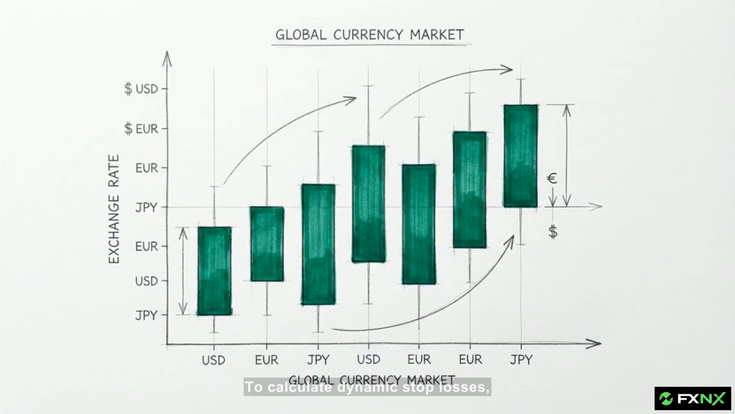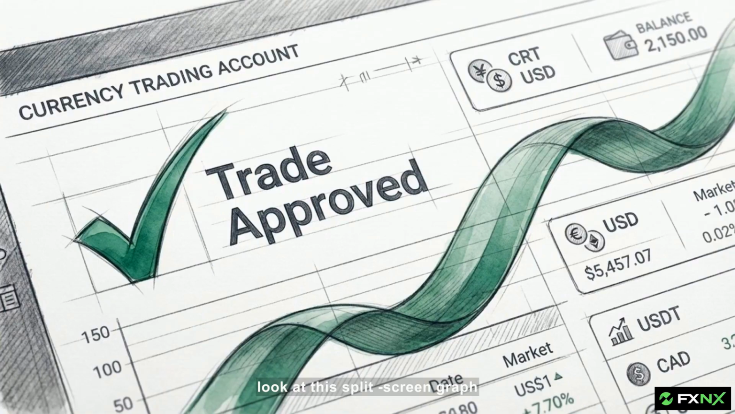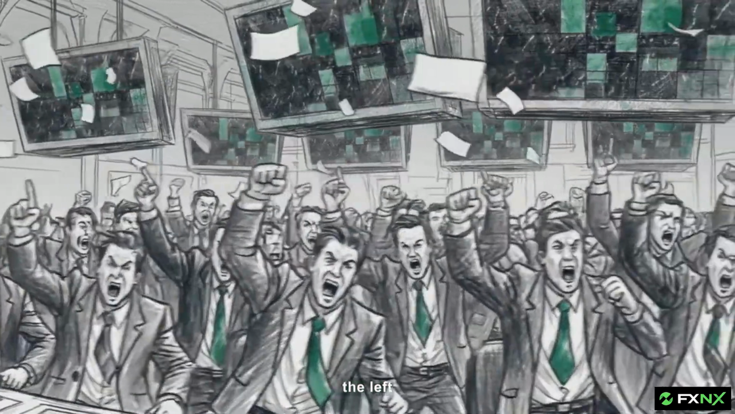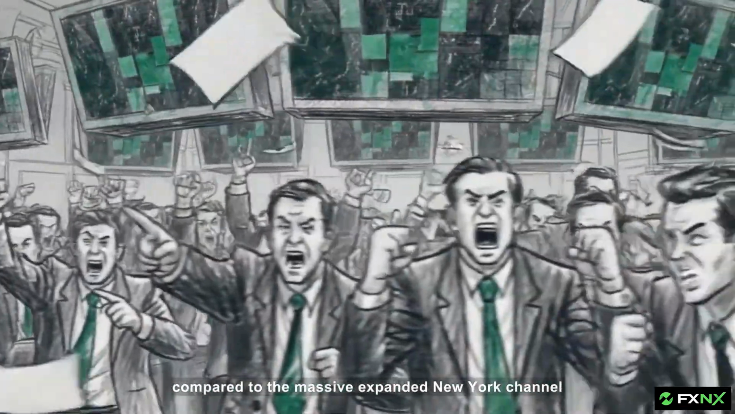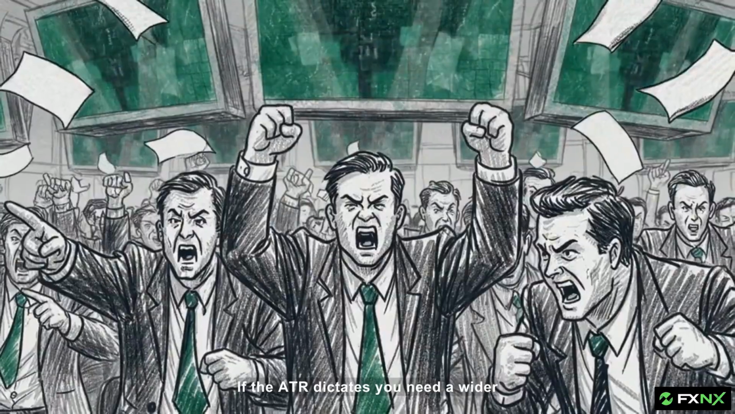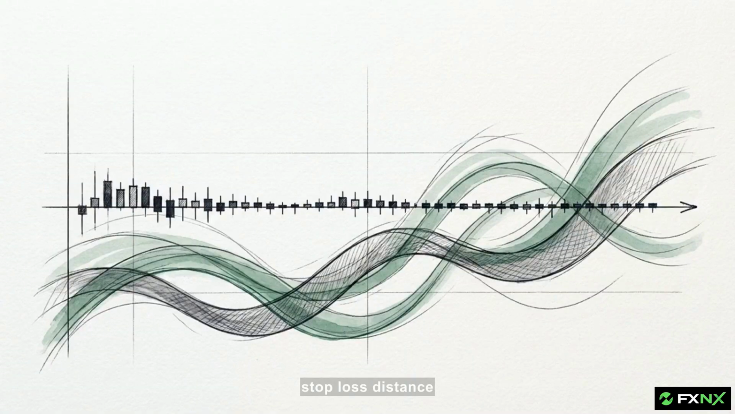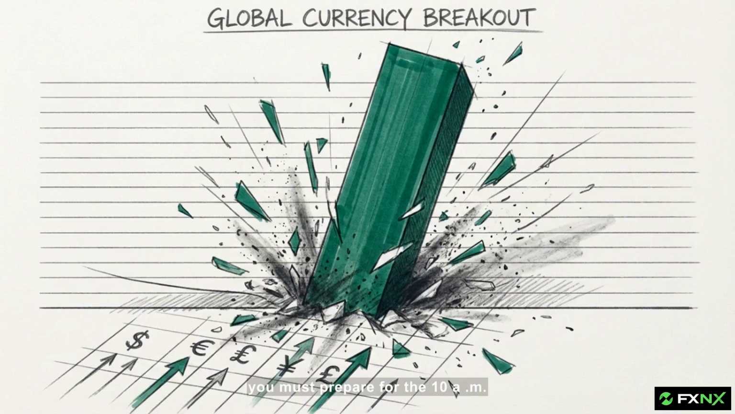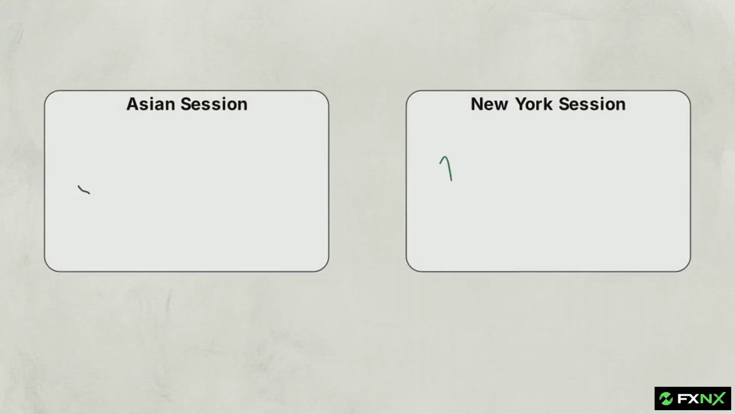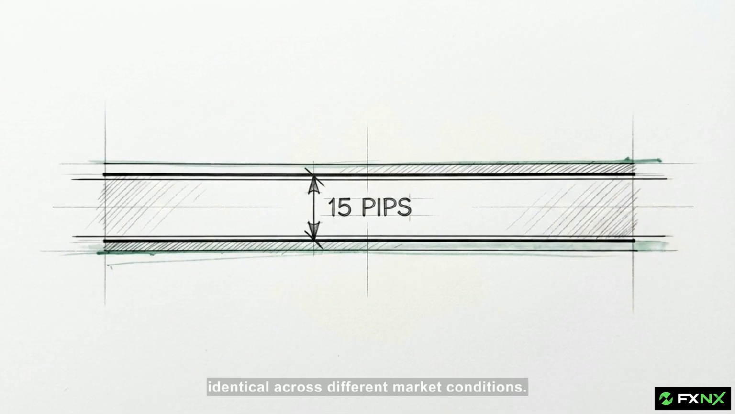To calculate dynamic stop losses, look at this split-screen graph measuring the average true range, or ATR. It shows the narrow Asian session channel on the left compared to the massive, expanded New York channel on the right. If the ATR dictates you need a wider stop-loss distance to survive the swings, you must proportionally reduce your lot size. That equation is the only way to keep your total dollar risk identical across different market conditions.